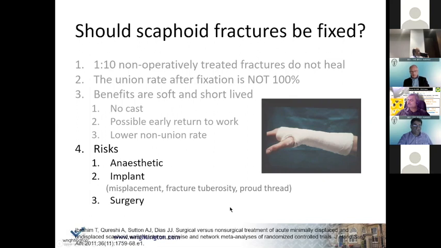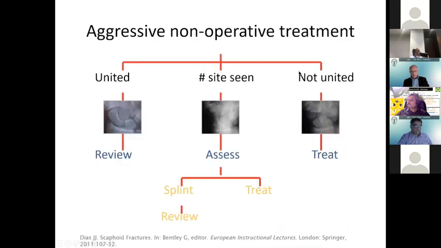So we mustn't forget these issues, and certainly in Wrightington, what we use is something called an aggressive non-operative algorithm. So once you've used an MR or a CT in the initial stage to make the diagnosis, on review, if the fracture is united or uniting, they go along a conservative pathway. If the fracture site is still seen between 2 to 4 weeks, you continue with assessment, splintage. We usually use below elbow plasters without including the thumb. And if at any stage we feel that union is not going according to plan, we consider treatment.